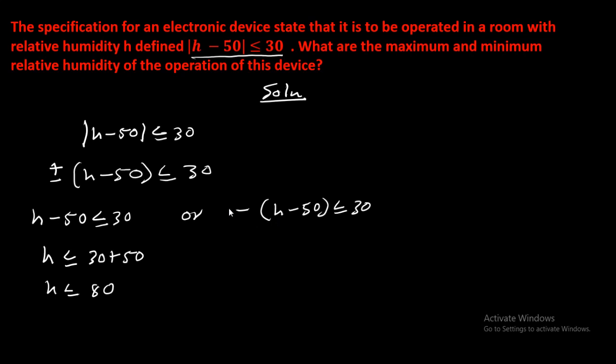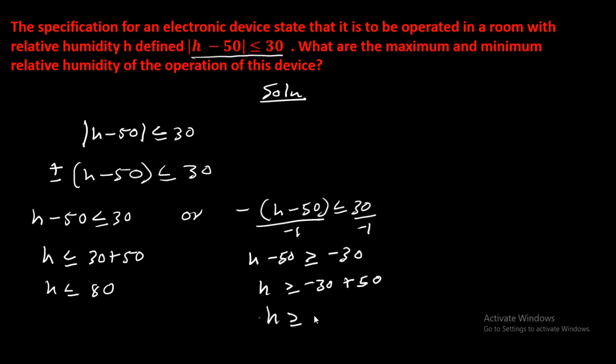This side, when you divide throughout by negative 1, this will simply be what? H minus 50. Because we have used negative 1, this will be greater than or equal to what? Negative 30. Then this will be H is greater than or equal to negative 30 plus what? Plus 50. So this will give us H is greater than or equal to what? 20.